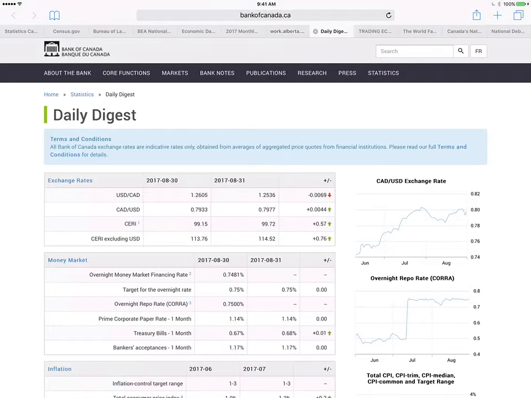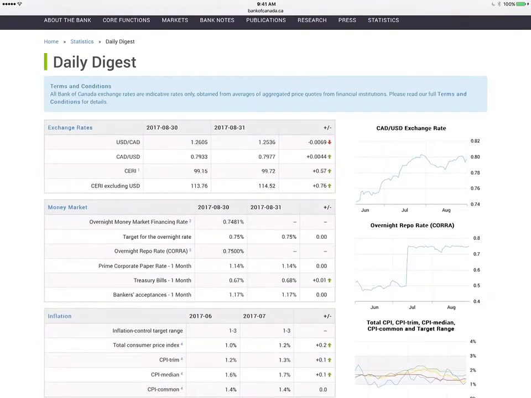Now, if you want information about exchange rates, you can go to the Bank of Canada website. And so here we see the US-Canada exchange rate. What you will also find here is interest rates. So in the survey that you did, you were looking at the bank rate, the overnight target rate, and the prime rate. So what's the difference between them?